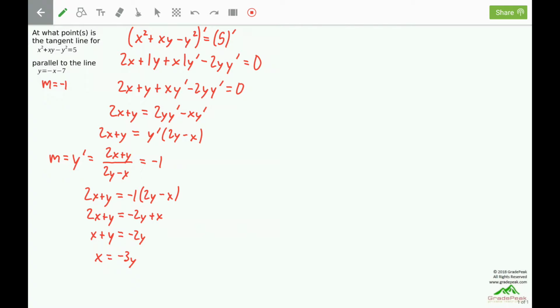We want to find the points, and this will be found by taking this relation and plugging into the equation originally given. Our points are on that curve, and have a relation that x apparently needs to be negative 3y. So the original implicit equation given to us was x squared plus xy minus y squared equals 5. Everywhere we see an x, we can put in a negative 3y.